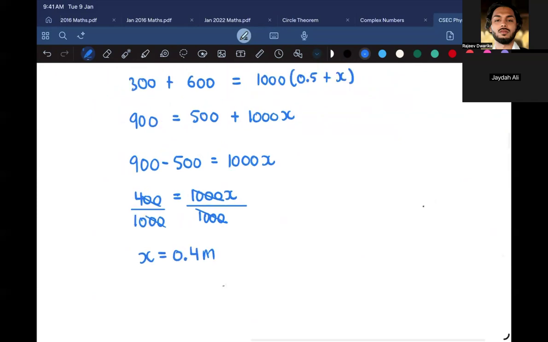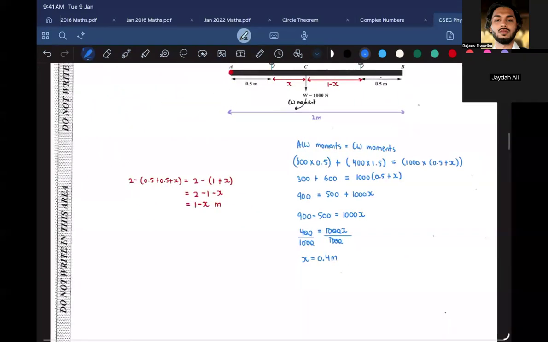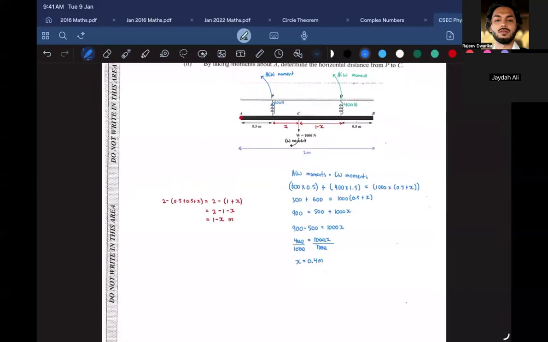Let me know if you understand that. Yes, you hear more cricket in the background. Yeah, I hear it. That's the cricket you'll be talking about.